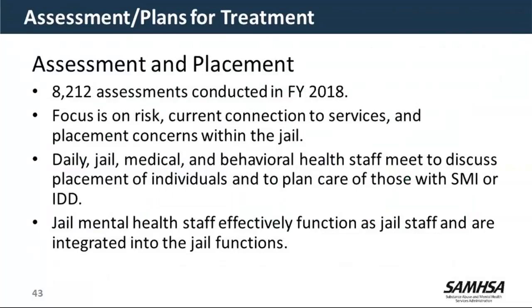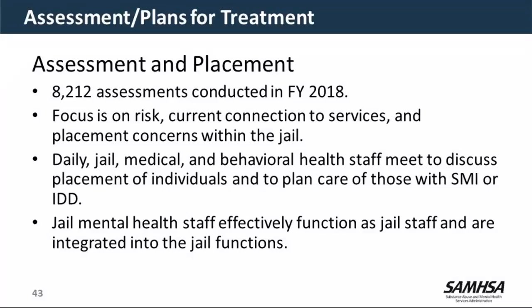So moving on, the assessment and placement. So of the 22,000 people in fiscal year 18 that came through the jail, 8,000 of them needed an additional assessment by jail mental health staff. The focus, again, is on risk, current connection to mental health and addiction services, and then also they address placement concerns within the jail. So daily, we have jail staff, medical staff, and the behavioral health staff meet together to review any new individuals who have a serious mental illness or if there are any current issues with individuals who are in the jail.